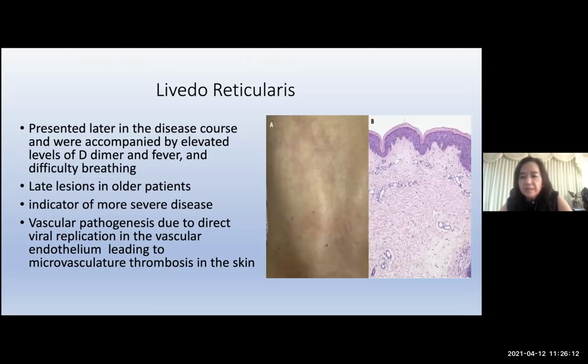So remember that petechiae are small subdermal hemorrhages, while the purpura are the larger variants of this. Livedo reticularis presented later in the disease course and was accompanied by elevated levels of D-dimer and fever and difficulty breathing. There are late lesions in older patients, an indicator of more severe disease. The vascular pathogenesis was due to the direct replication in the vascular endothelium, leading to microvascular thrombosis in the skin.